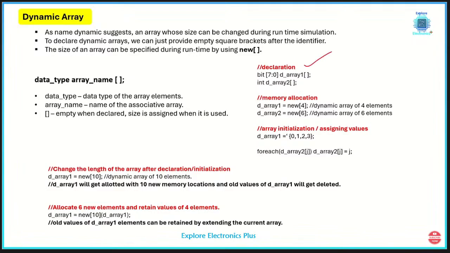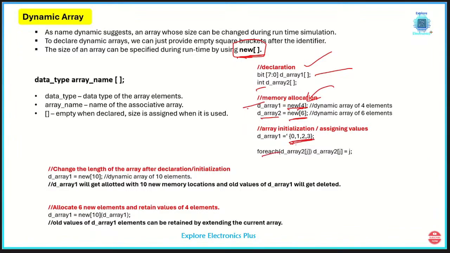And when it comes to usage, we need to call the new function, and then we allocate the size dynamically. You can see d_array1 is declared here, and while allocating the size, d_array1 is equal to new[4]. This new[4] calls the new function, a standard function in SystemVerilog that will allocate memory for 4 elements dynamically. Similarly, d_array2 will take integer type, and I am assigning 6 elements to that. And while initializing, we assign values in the same way as with a packed array or unpacked array assignment; here also for the dynamic array we can use the same method.